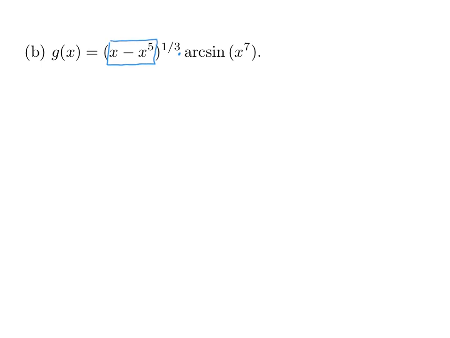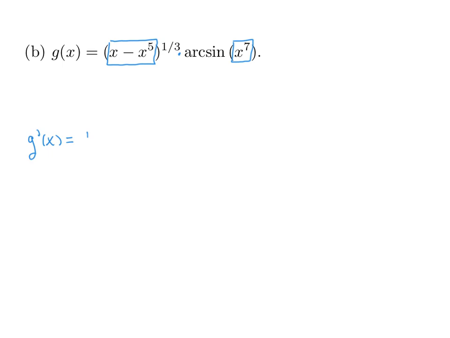I have x minus x to the 5th raised to the 1/3 power. And then with arcsine, it's really arcsine of x to the 7th. So the product rule says that, well, you start by taking the derivative of the first. When I take the derivative of this function, because it's a composition, I'll have to use the chain rule. The same goes for this function here. To start with, g prime of x is equal to, okay, it's the derivative of the first.